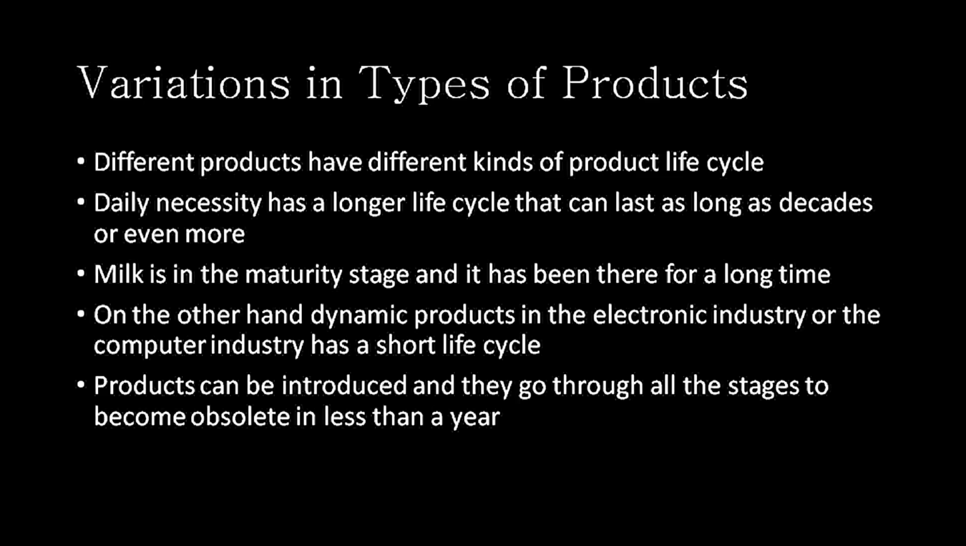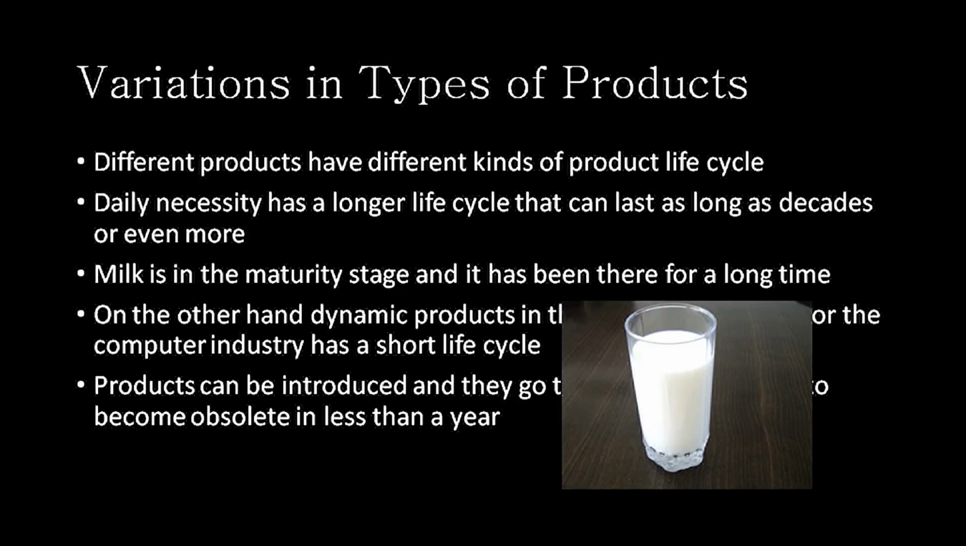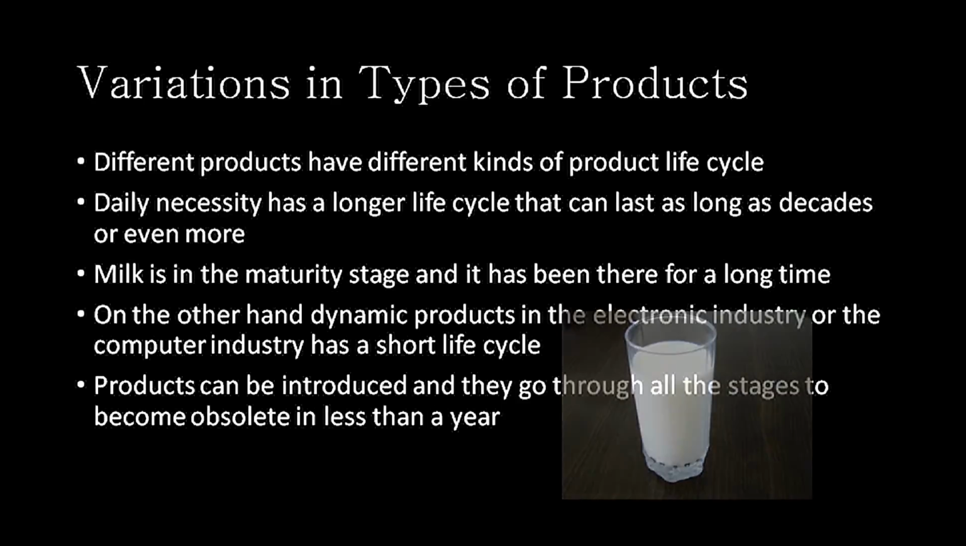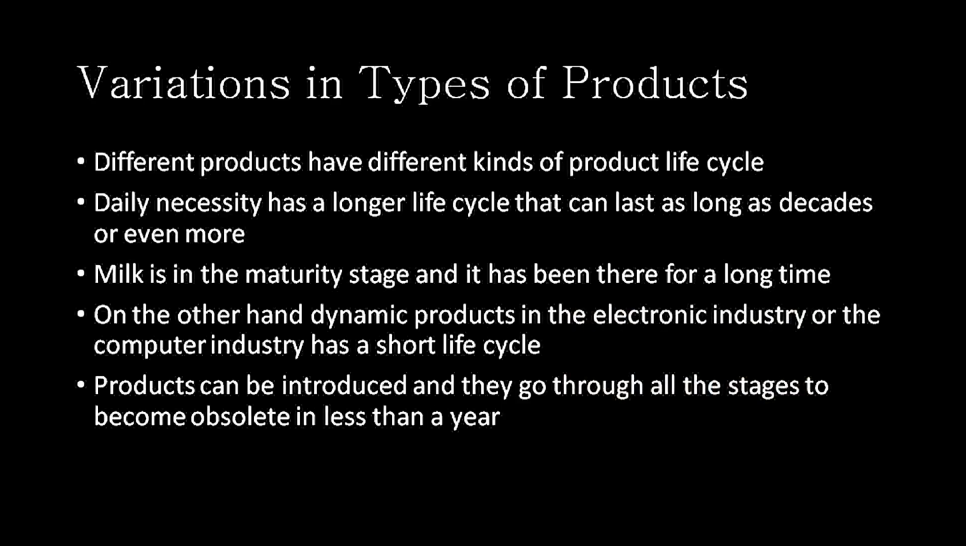Now let's come to the variations in the product life cycles. Different types of products have different life cycles. Products that are used daily have a very long-lasting life cycle. Milk is in the maturity stage and it will not go to the declining stage anytime soon. On the other hand, products in the electronic industry have a really short life cycle, sometimes shorter than 1 year.